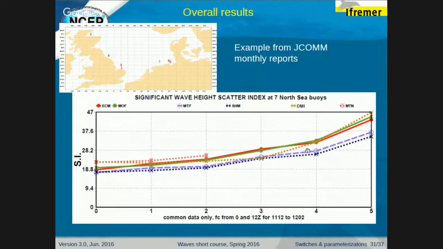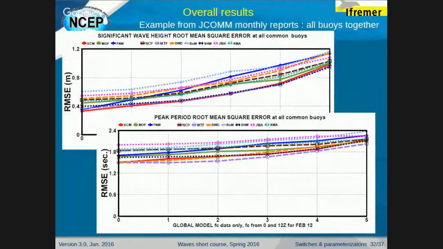But typically, it's possible to get better forecasts than ECMWF, especially in the North Sea, just because the parameterizations are better. But we're using the same winds. So the analysis, of course, they assimilate some data, so it's not too far, but if you look at the forecast range, it's usually better with our model. And that's not the case everywhere, okay?